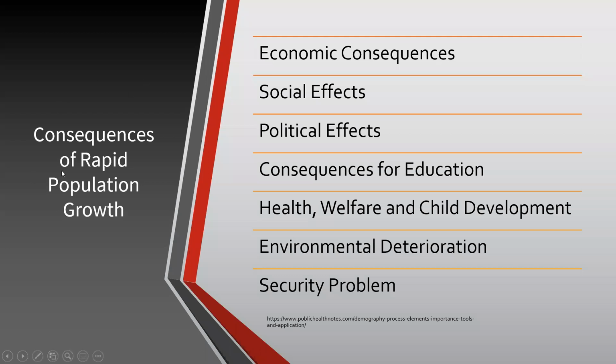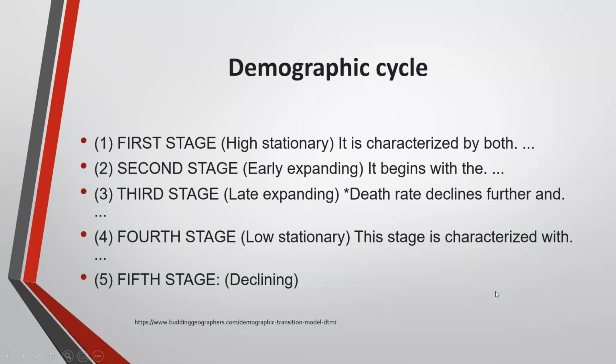So what are the consequences of this rapid population growth? Economic consequences: there can be economic instability and fiscal deficits in the community. The social effect is that people's social life and overall quality of life can be affected due to the low availability of resources. Political effects, consequences for education that can cause lower literacy rates, health, welfare, child development, environmental deterioration, and security problems.